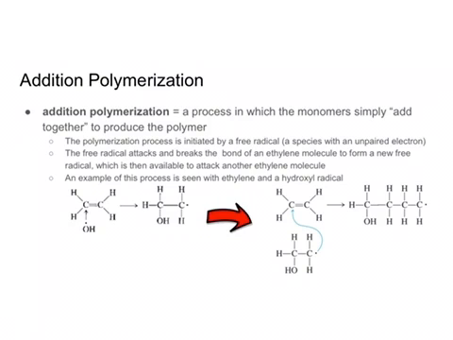So addition polymerization is one of the most basic formations of polymers. It's just a process where the monomers add together to produce the polymer. The way it works is that it's started by a free radical, which is a species with an unpaired electron, and it attacks and breaks the bond of an ethylene molecule to form a new free radical, in the case of polyethylene. And then that new free radical attacks another ethylene, and the process continues and makes longer and longer chains. And a bit of a diagram is seen below.